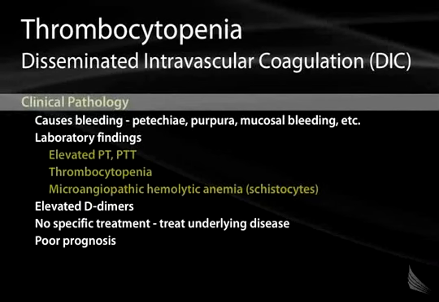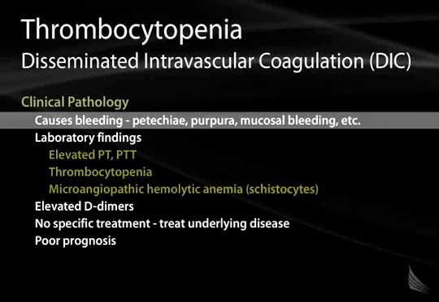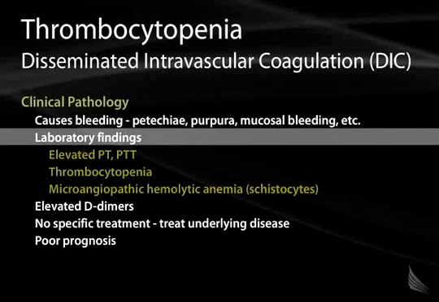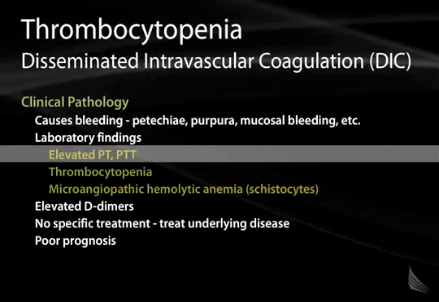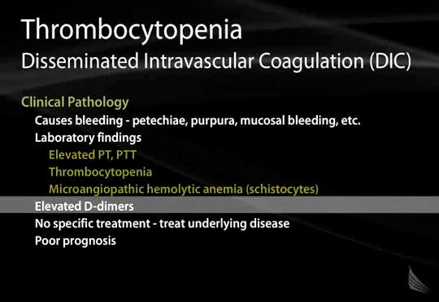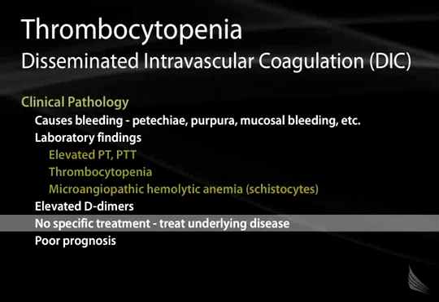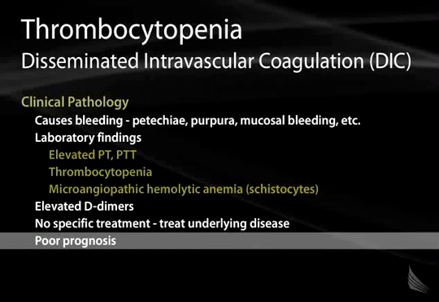The clinical presentation of DIC is petechiae, purpura, and mucosal bleeding in the setting of an underlying septicemia or crush injury or a burn. Laboratory findings include elevated PT and PTT, thrombocytopenia, schistocytes on the peripheral smear. You absolutely have to see schistocytes in order to call it disseminated intravascular coagulation, as well as elevated D-dimers and fibrin split products. The specific treatment for DIC is to correct the underlying disorder. So in the setting of septicemia, you need to treat with antibiotics. And DIC portends a particularly poor prognosis.